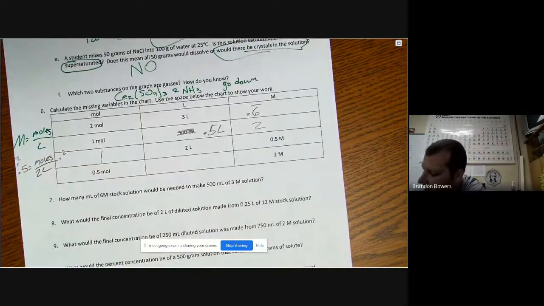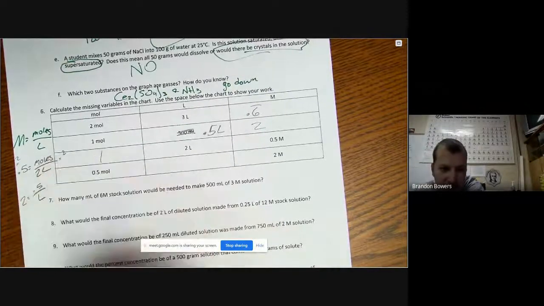Okay. Now the last one, molarity is equal to 0.5 moles over liters. Now, to get liters out, you've got to multiply by L on both sides. So you're going to have 2 times L is equal to 0.5. And then you've got to divide by 2 on both sides. So 0.5 divided by 2 is 0.25 liters.